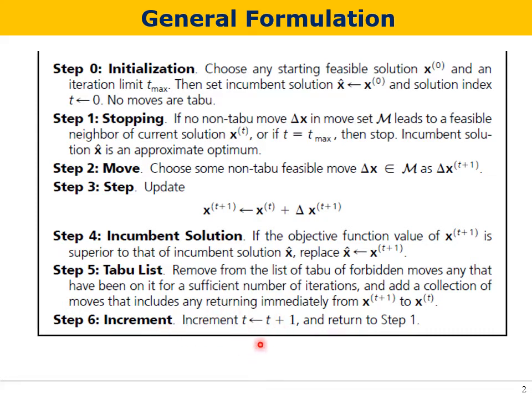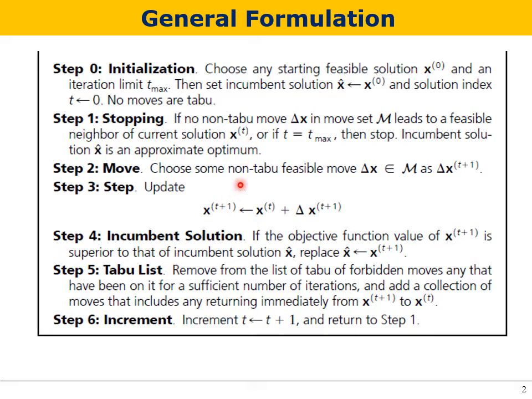So when we make a new move, it means that we make one iteration. Okay, so this T is the iteration counter. And when we do this, we return back to step 1. And when we return back to step 1, we check, okay, do I need to stop? Are these stopping conditions satisfied? If no, I will continue. If yes, I will stop, and the incumbent solution will be my solution.